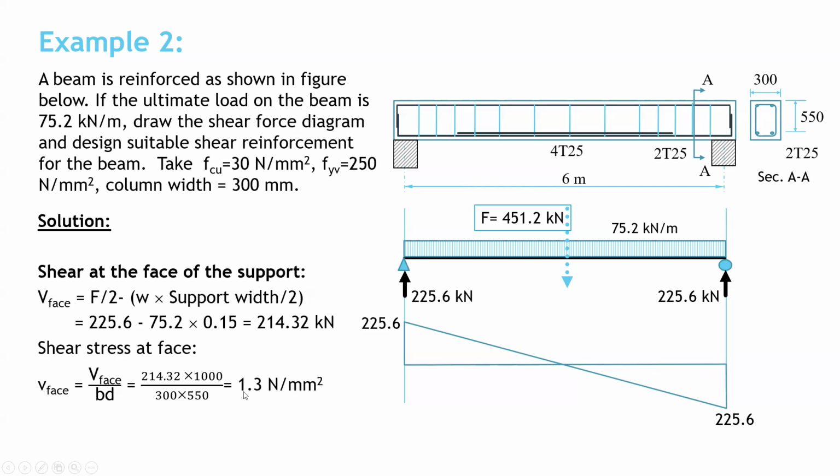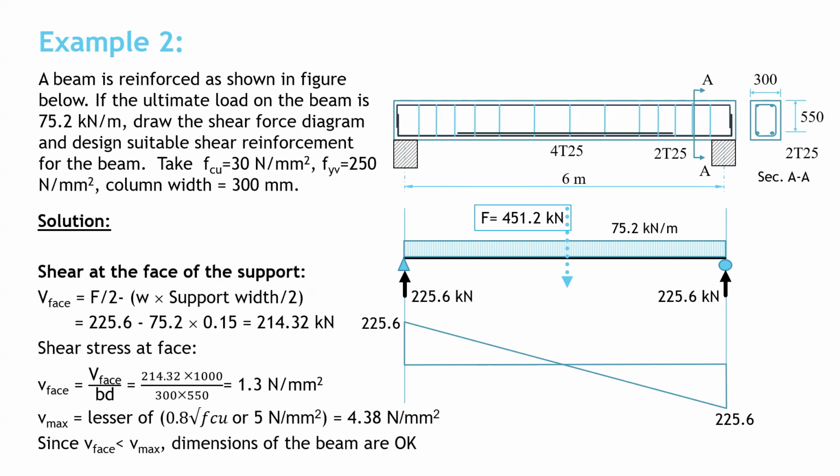So what should we do now? We need to compare this with the V max. V max is the lesser of 0.8 square root FCU or 5. In this case, because the concrete strength is 30 megapascal, the first part governed as 4.38. And we can see that the V at face is much lower than the V max. It means dimensions are fine, and we can continue with the design of the links or the stirrups.